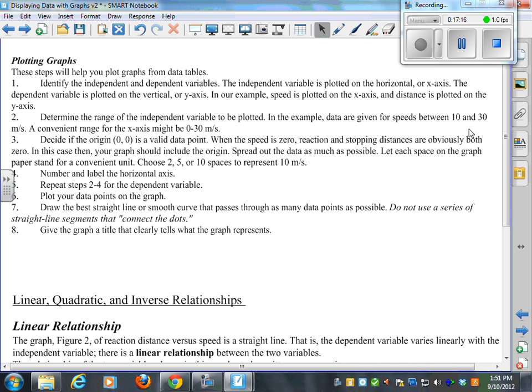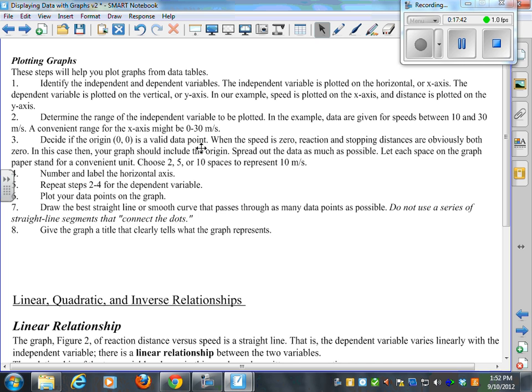Let's use 0. What if the independent started at 1,000 and went to 1,020? Would you try to put 0 in there? No, because you're going to have all this graph way over here and you're going to have 0, right? Doesn't make any sense. Yeah, you can do the squiggly line. Right? You can do the squiggly line, you're right. Okay. Decide if the origin 0, 0 is a valid data point. In other words, even if the data doesn't give you that, would it make sense to?